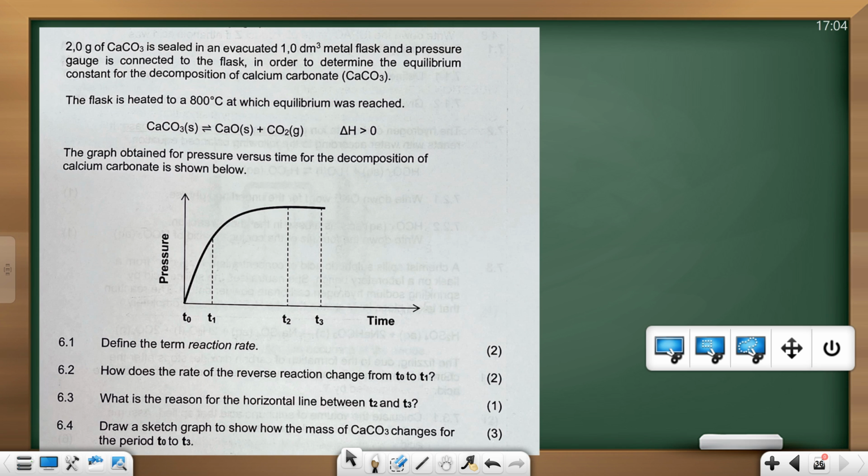I was asking, sir, when is the forward reaction favoured? When Kc is greater than 1. Forward.